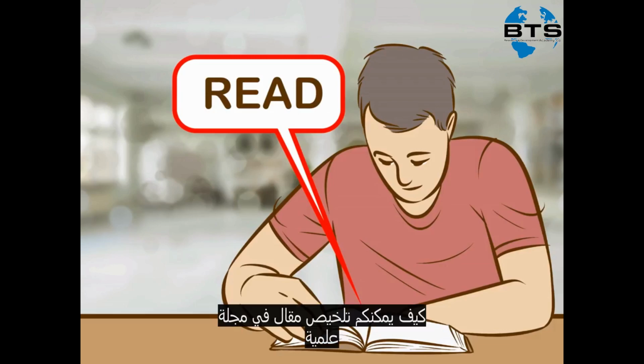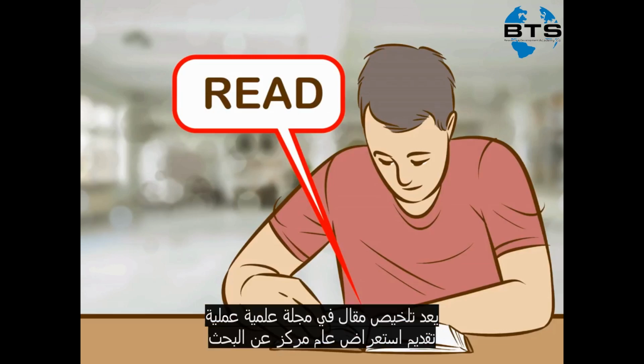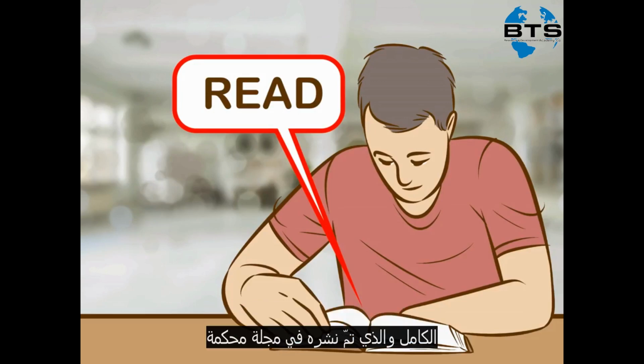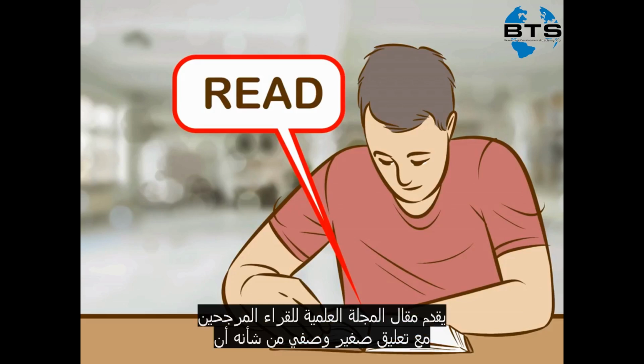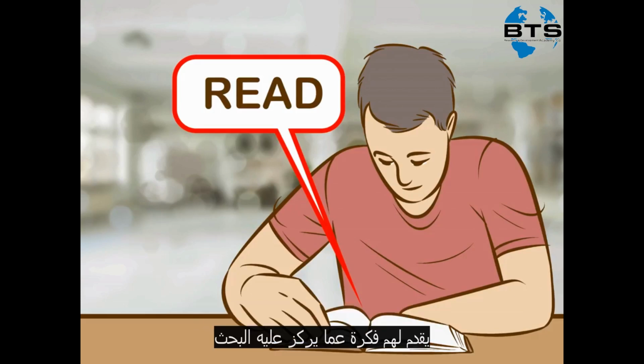How to summarize a journal article. Summarizing a journal article is the process of presenting a focused overview of a completed research study that is published in a peer-reviewed, scholarly source. A journal article summary provides potential readers with a short descriptive commentary, giving them some insight into the article's focus.